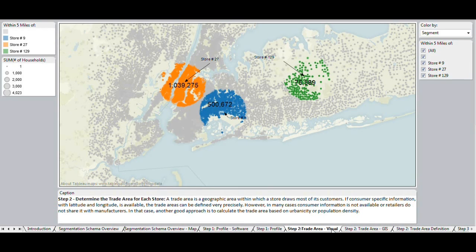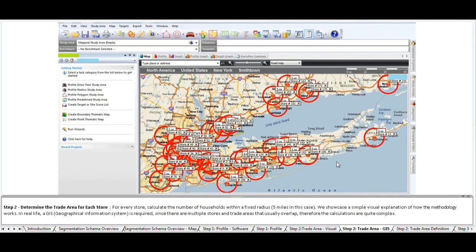We are showing that here to you visually, but in order to do the analysis for hundreds of stores with the overlapping circles, you're going to need to use a GIS tool, or Geographical Information System. And here's an example of one, and here's an example of how we have multiple stores, and that system helps us calculate the population within a specific radius. In this case, we use a 5-mile radius.